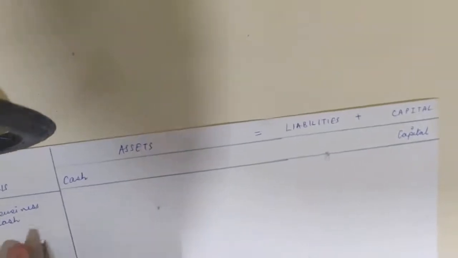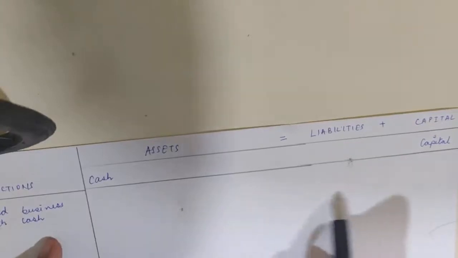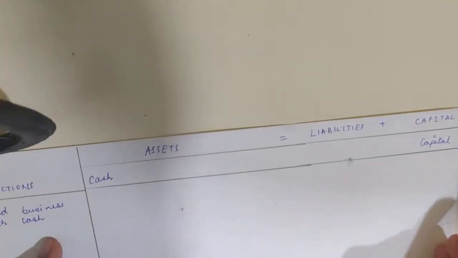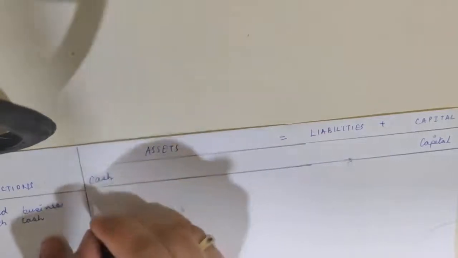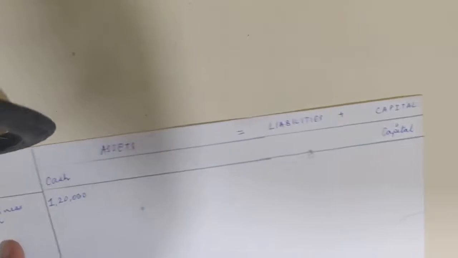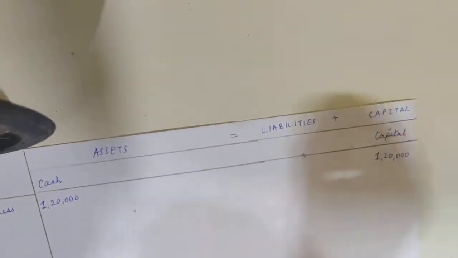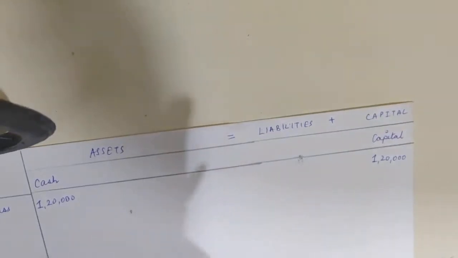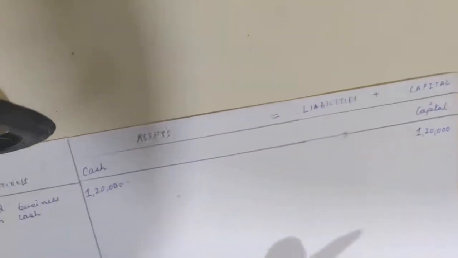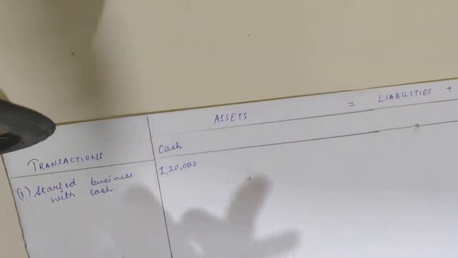Now as you all can see, besides this first transaction, in this particular row only I'm going to write the amount, rupees 1,20,000. In the similar way, 1,20,000. Students, no other account has been opened yet, because we have just begun the question and have only begun with transaction number 1, that is started business with cash.